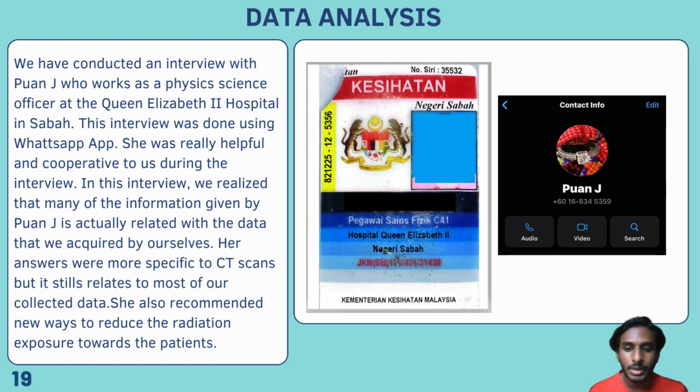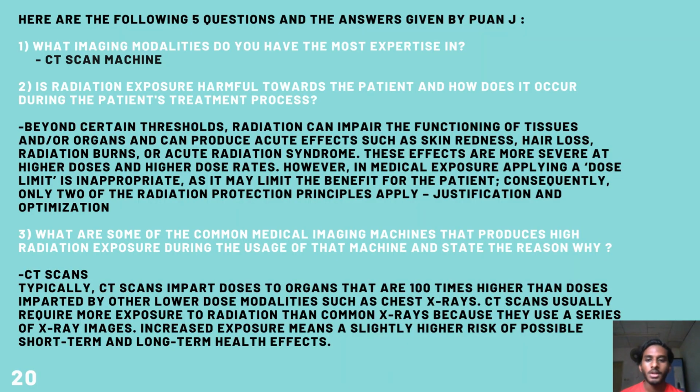And also in this interview, we realized that much of the information given by Puan Jie is actually related with the data we acquired by ourselves. Her answers were specific to CT scan, but it still relates to most of our data. She also recommended new ways to reduce the radiation exposure towards the patient. So the following five questions and the answers were given by Puan Jie during the interview.